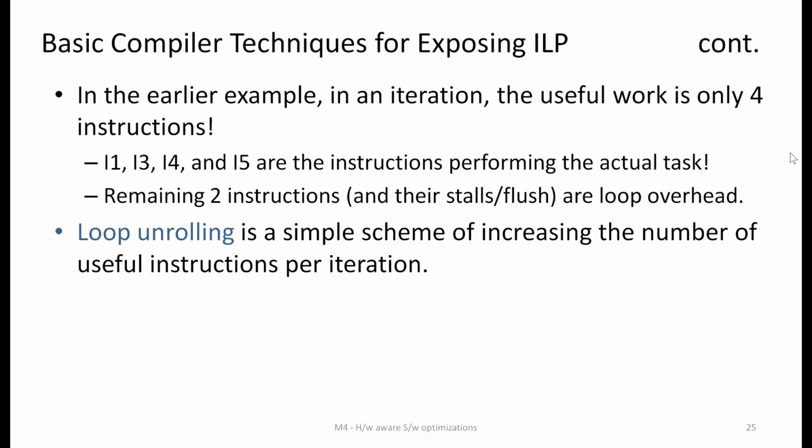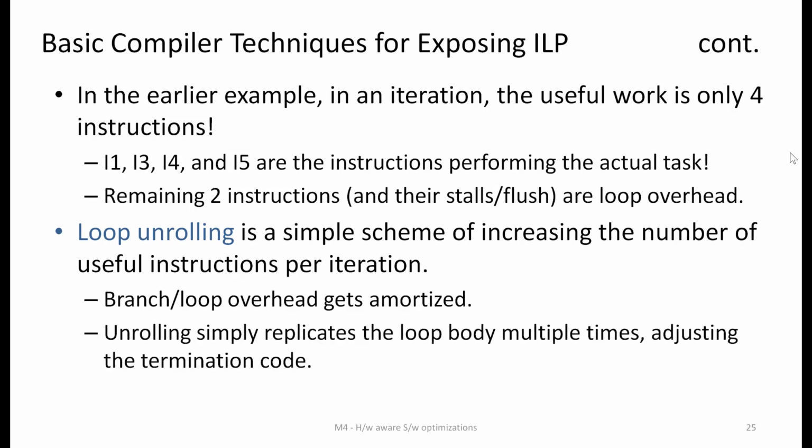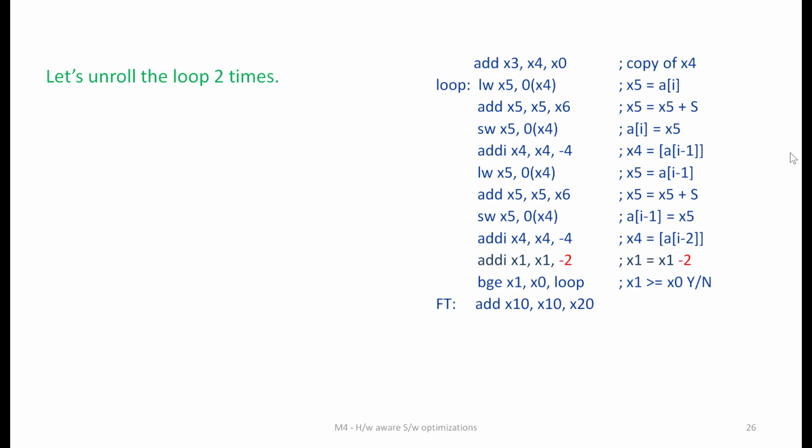In order to handle loop overhead or minimize its influence on overall execution time, we have a simple technique used by the compiler called loop unrolling. What it does is it tries to increase the number of useful instructions per iteration so that the loop overhead gets amortized across multiple iterations. What basically loop unrolling does is it replicates the loop body multiple times and accordingly adjusts the termination code. Let's look at the previous example and let's try to unroll the loop 2 times. So here is the code unrolled twice.